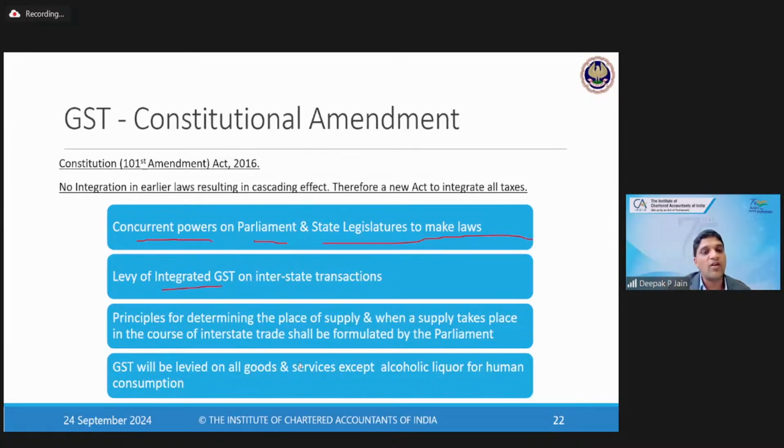Then levy of integrated GST on any interstate transactions. So within the state, central government, state government, 50-50 happy. In case of interstate transaction, will the state who is supplying collect the tax, or the state which is consuming will take the tax? Thus, there will be a fight between these two states. That's why the central government said, we will levy an integrated GST on an interstate transaction. So you both states don't fight.